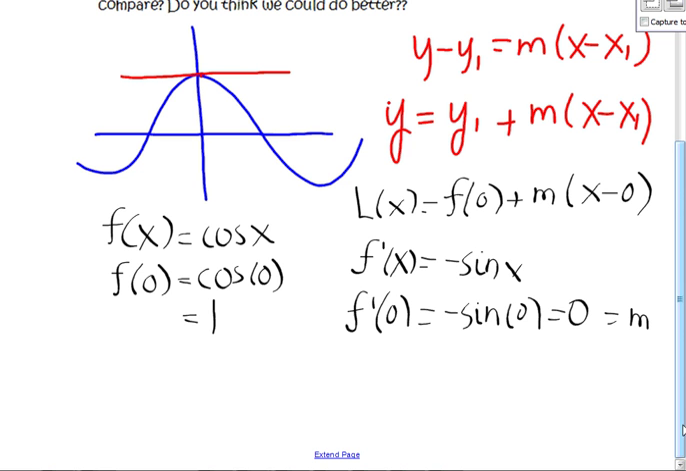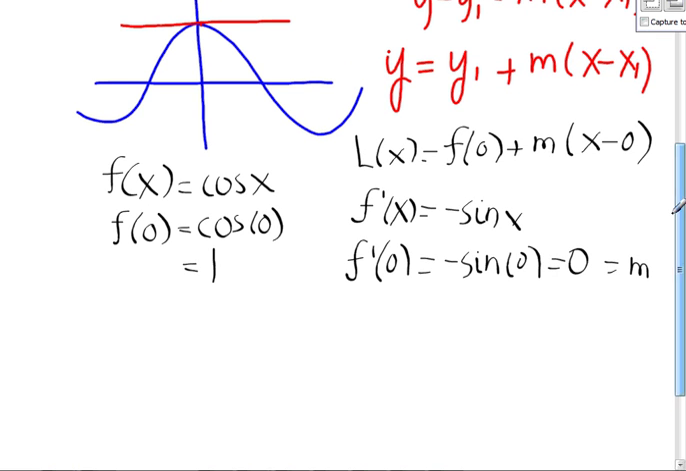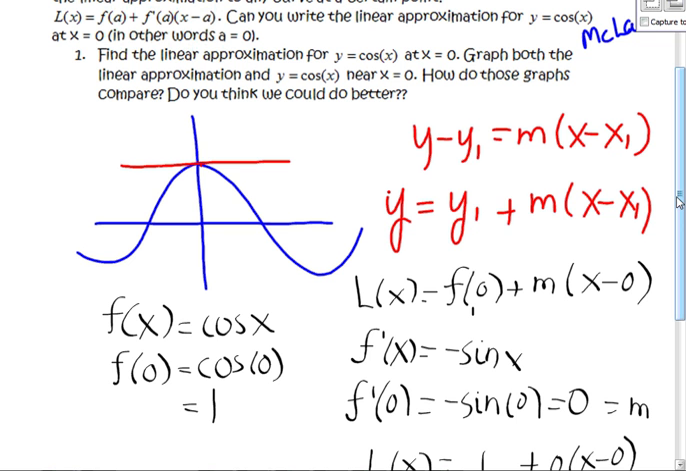Well, you could have told me this equation before, couldn't you? What's L of x equal to? It's equal to y1, it's f of 0, which is 1, plus 0 times x minus 0. So it's just y equals 1. Okay? Well, guess what? That's the first question on the handout. So it's not that bad.